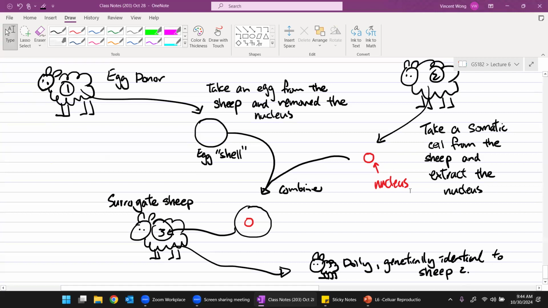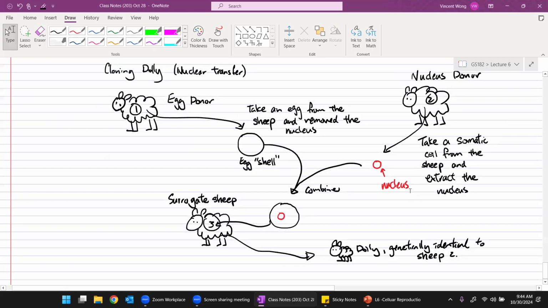Okay, so why are we talking about this? Remember, Dolly only lived 6 years as opposed to 12 years. And that's not because of some technical failure in the cloning process. The reason she only lived half as long as an actual sheep is because of the telomeres.